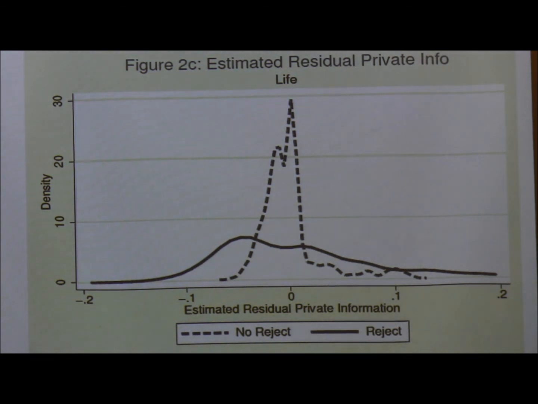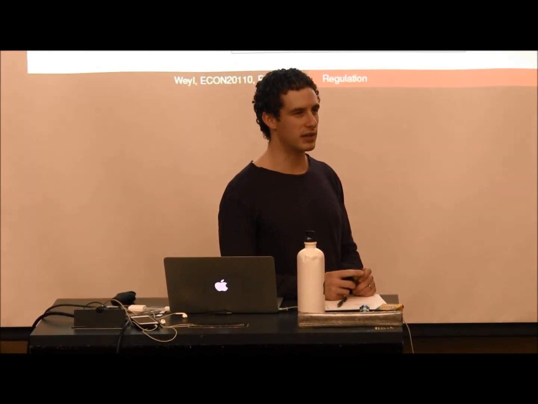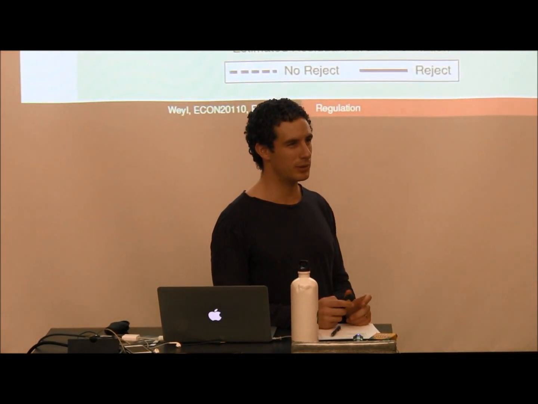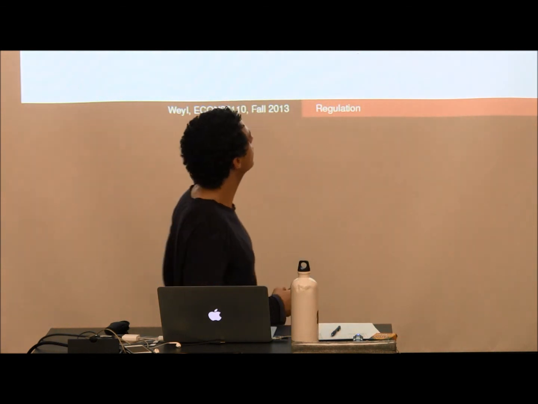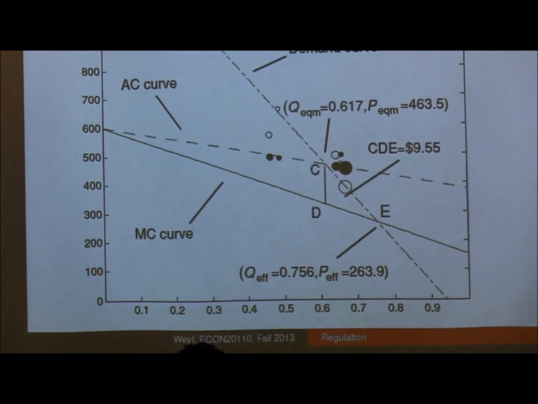And so he showed that basically the effective tax you have to pay on insurance is about 75% in the markets where people got rejected, and it was all around 10 or 15% in the markets where people didn't get rejected. And that roughly corresponds to these pictures over here where the wedge was quite small, right?